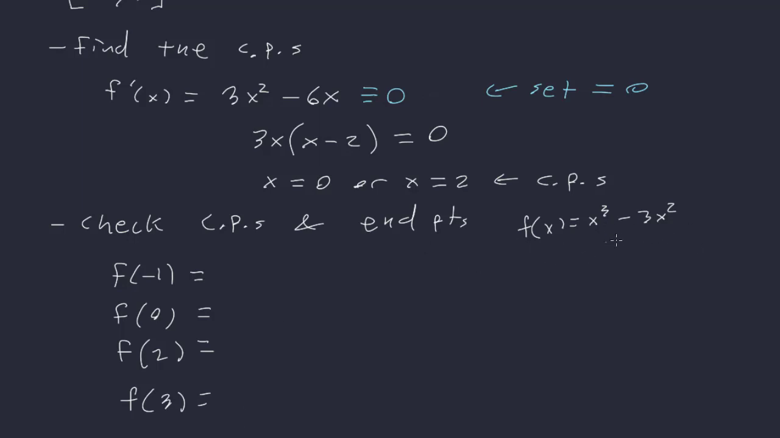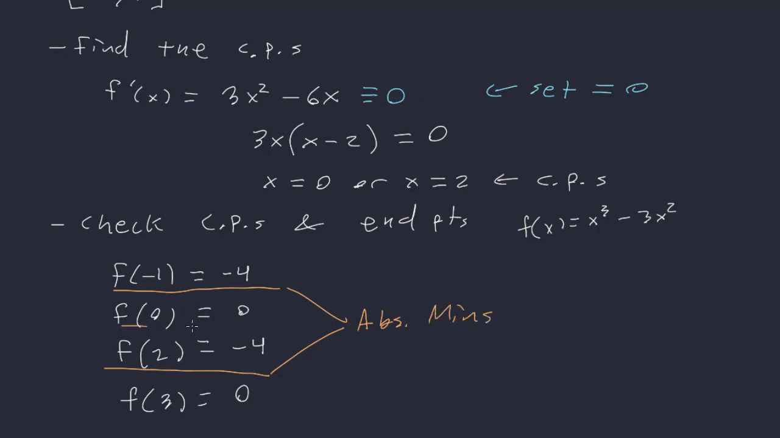Now I won't go through all the details of plugging these in. I hope by now you can just plug values into a function. But cranking these out, we'll get the following values. All right, so f of -1 is -4, f of 0 is 0, f of 2 is -4, and f of 3 is 0. So it turns out that here are our absolute mins, and here at 0 are our absolute maxes. So our absolute min is -4, but it occurs at both -1 and 2, and our absolute maximum is 0, and it occurs at x equals 0 and x equals 3.